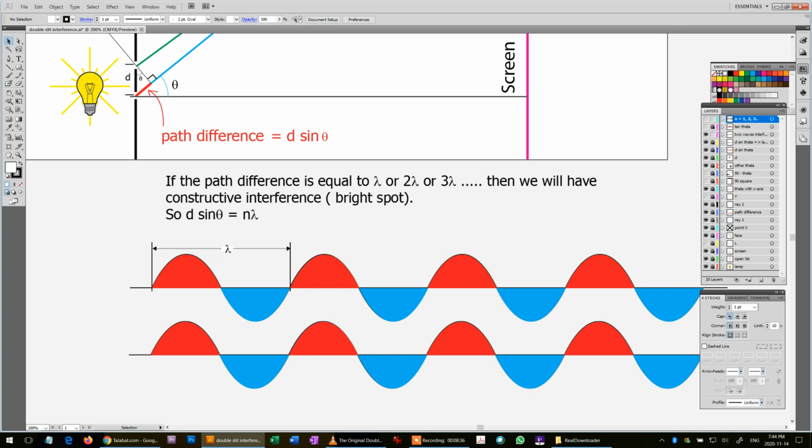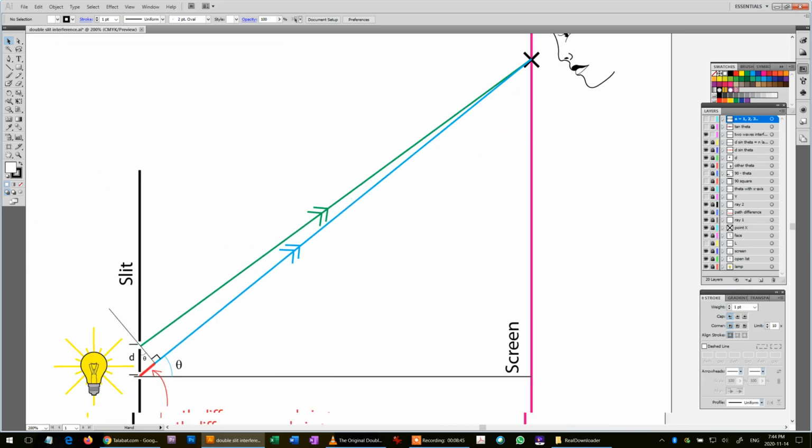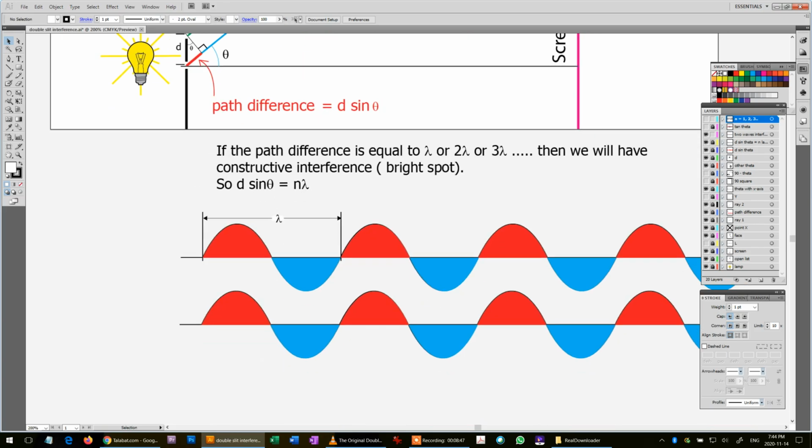Now, when the two waves meet at that X point near the observer here, if they meet maximum with maximum, red with red, then they will add up. If they meet blue with blue, they will add up. So basically, we will see a bright spot.